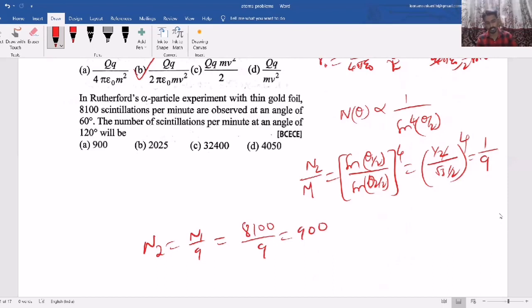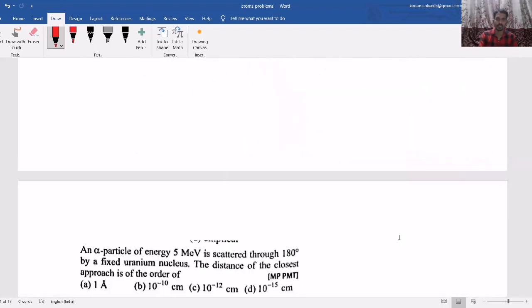So this way, as I said, comparison based questions can come based on the number of alpha particles scattered at a particular angle, where the number of particles is directly proportional to sin⁴(θ/2), where θ is the scattering angle.